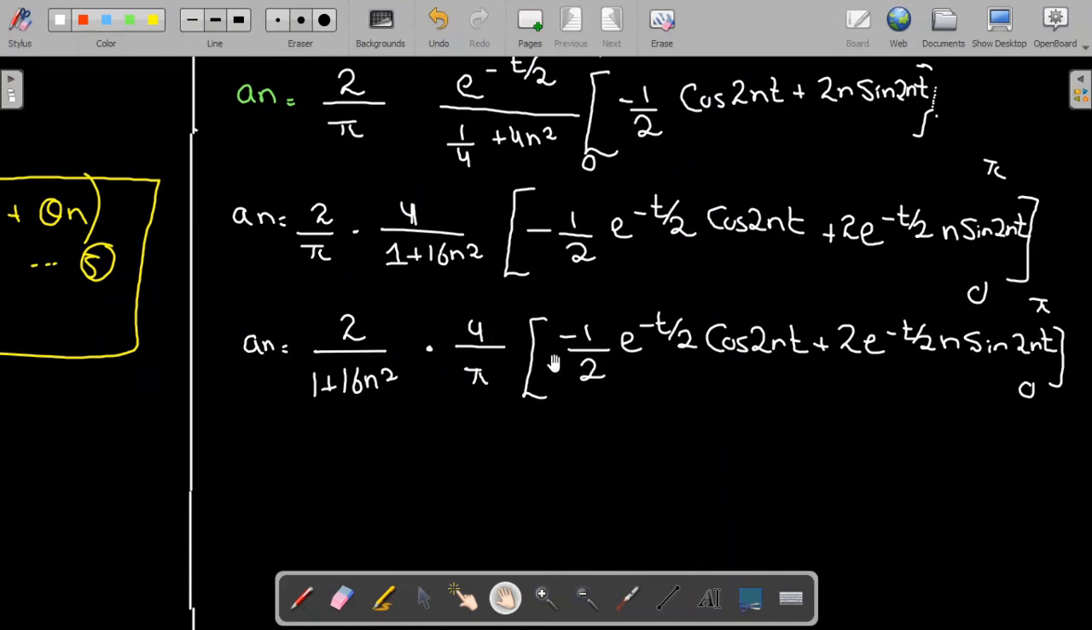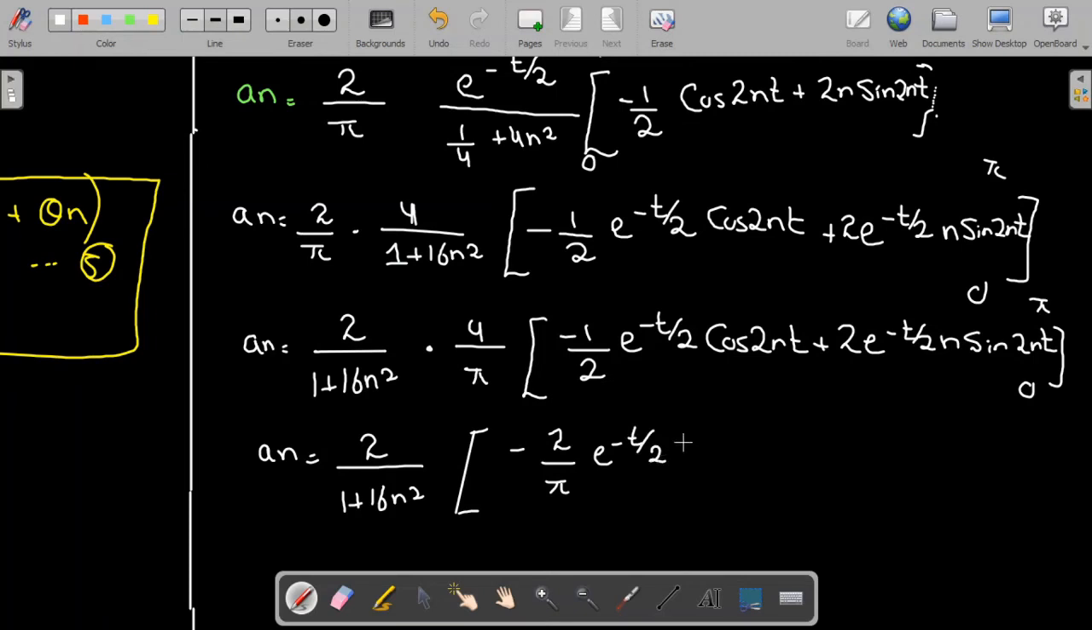Let me multiply this 4 by pi into this. So I can write over here an is equal to 2 divided by 1 plus 16n square, and when this 4 by pi is multiplied, we are going to get minus 2 by pi e power minus t by 2 cosine of 2nt, and then again this is going to be multiplied by this, so this is going to be 8 by pi e power minus t by 2, and we also have n over here, and then we are going to have sine 2nt, and this is going to range from pi to 0.